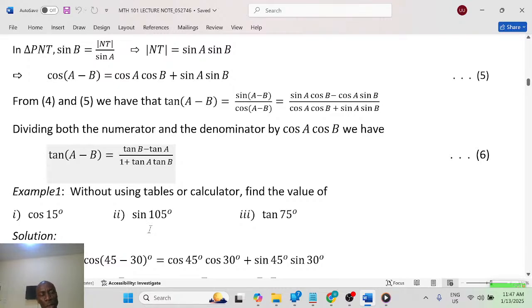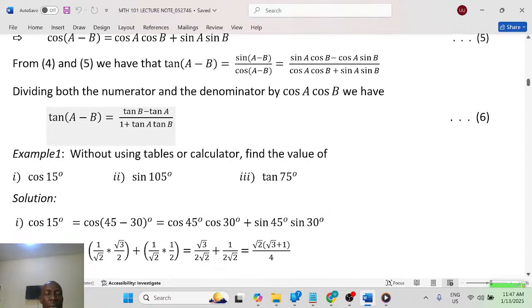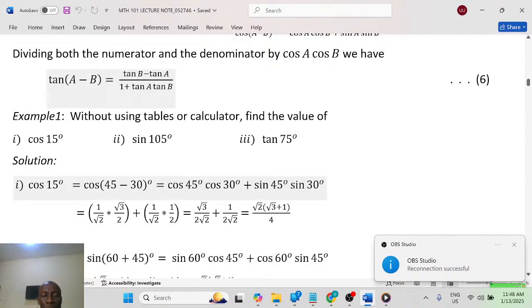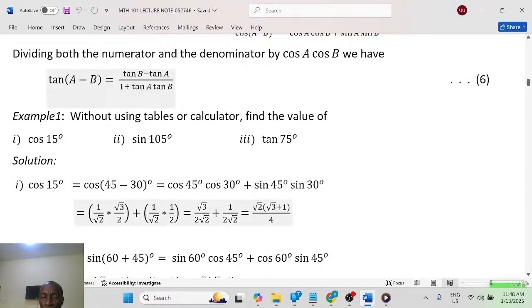In the example we're going to consider now, the question says, without using table or calculator, find the value of one, cos 15 degrees, two, sin 105 degrees, three, tan 75 degrees. We know that 15 is the same thing as 45 minus 30. We're going to have cos 45 cos 30 plus sin 45 sin 30. And don't forget that cos 45, cos 30, sin 45, sin 30 are all special angles, so we have derived the values in our previous lesson. So we just substitute. Cos 45 degrees is 1 all over root 2, cos 30 degrees is root 3 all over 2, plus sin 45 degrees is 1 all over root 2, while sin 30 degrees is 1 all over 2.